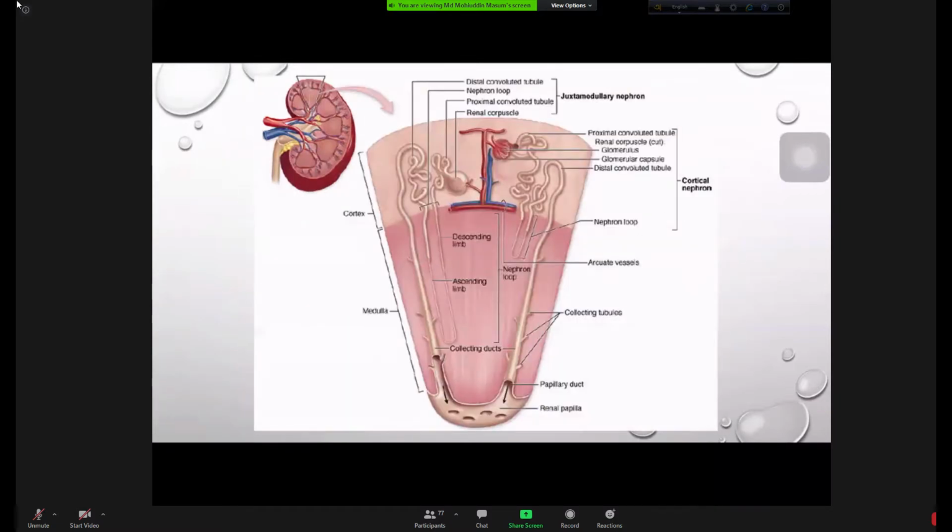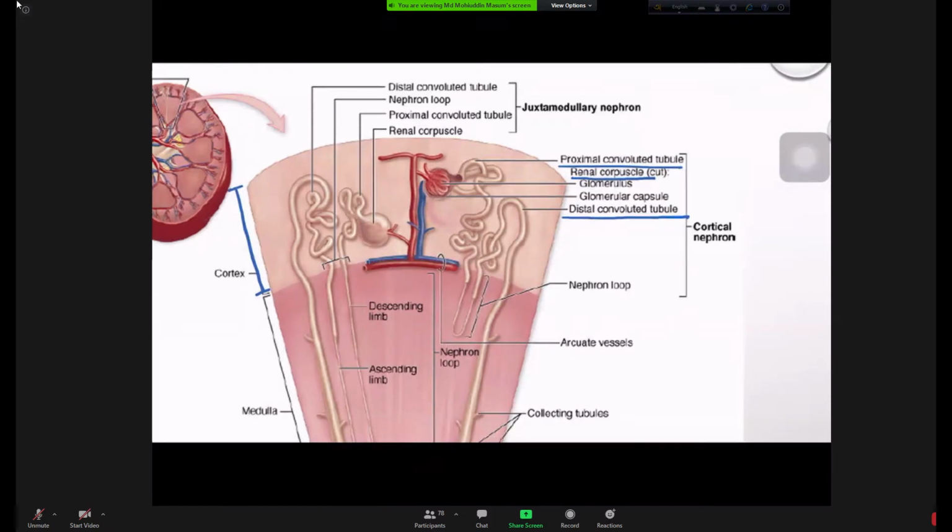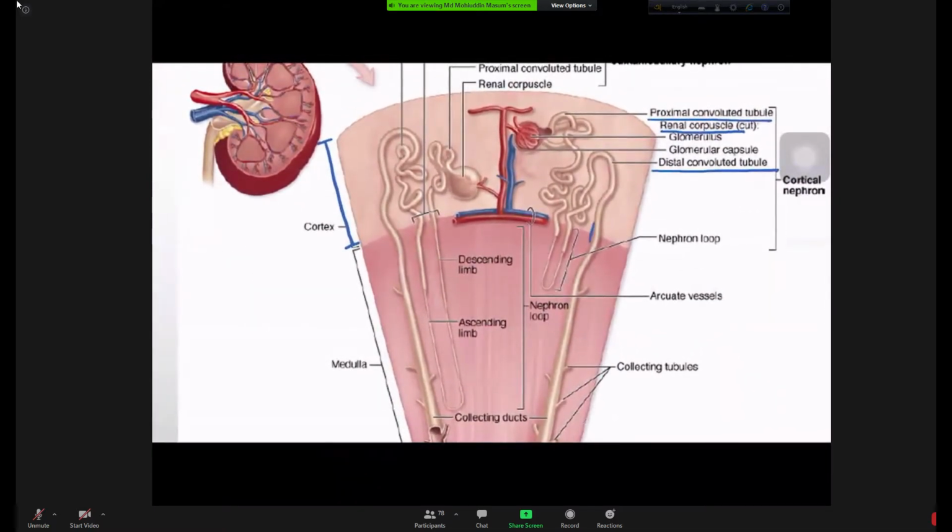If we magnify this part, this is the renal cortex. You can see here the renal corpuscle, proximal convoluted tubules, and distal convoluted tubules. So all the corpuscular parts, and the proximal and distal convoluted tubules are present in the renal cortex, as well as some part of the collecting tubules and collecting duct.